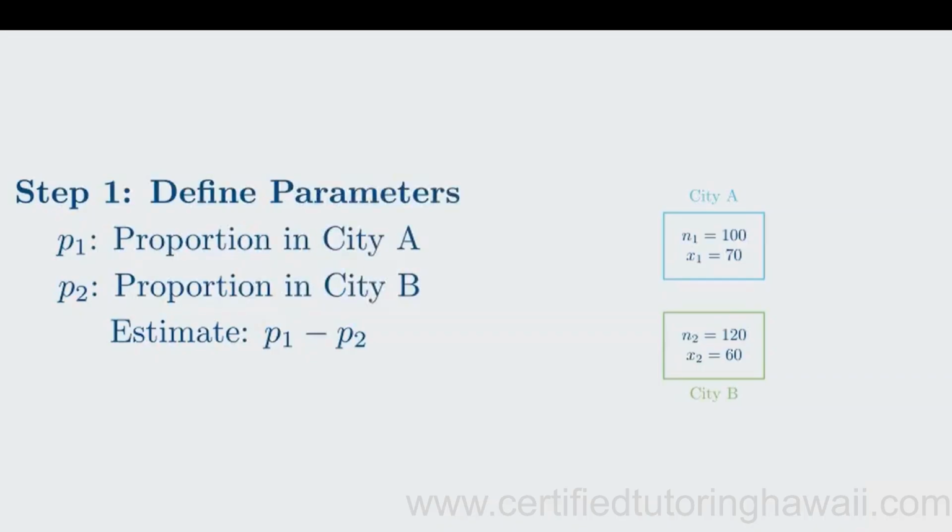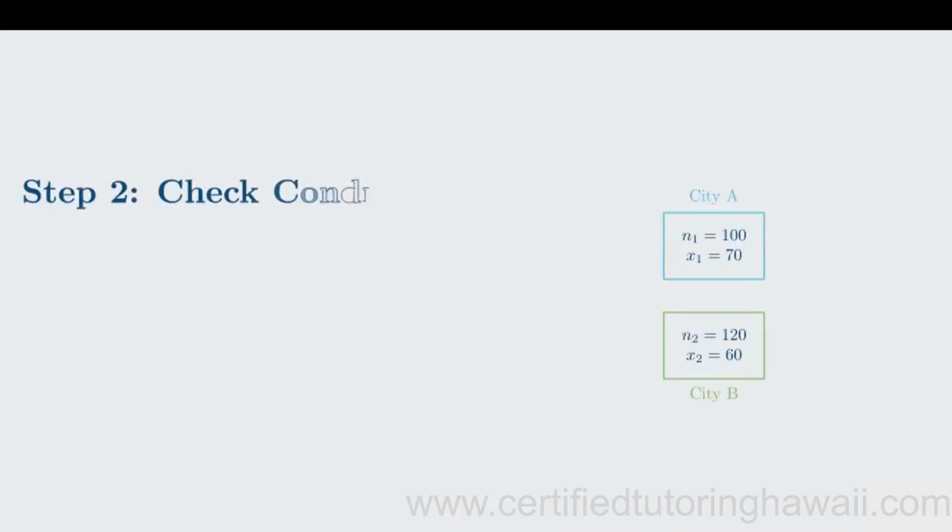Let P1 be the true proportion of all teenagers in City A who use the app, and P2 be the true proportion of all teenagers in City B who use the app. We are estimating P1 minus P2. Now we must check the conditions.